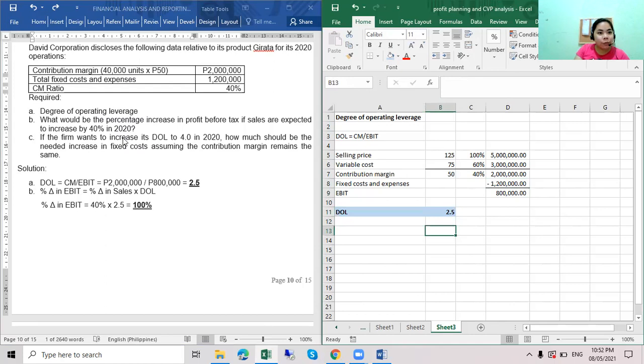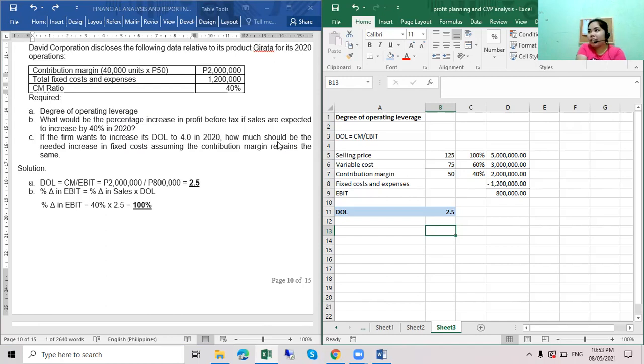Then what would be the percentage increase in profit before tax if sales are expected to increase by 40%? Kung pwede ito ni, ma-shortcut. Hambalya is percentage change in EBIT is equal to percentage change in sales times the DOL. See. Pila ko no ang percentage nga increase ni profit if may 40% kita nga increase sa aton nga expected sales.